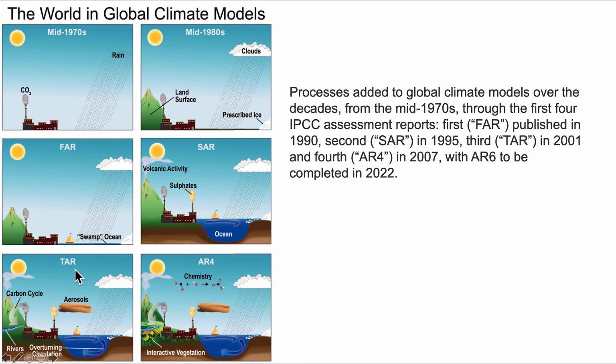By the time the third assessment report came out, TAR, in 2001, we had incorporated the carbon cycle, the influence of rivers, overturning ocean circulation, cycling nutrients, and also cycling greenhouse gases. We added the importance of aerosols. By the time the fourth assessment report came out, we further increased our chemical activity in these climate models, and we've incorporated vegetation in a more active way in how these components interact with one another to generate the climate that we observe in the world today. We've gone through a fifth assessment report in 2014, I believe, and we're working on the sixth now. It should come out next year.